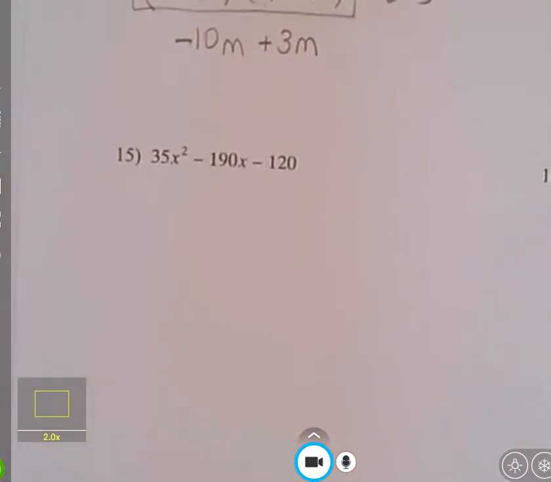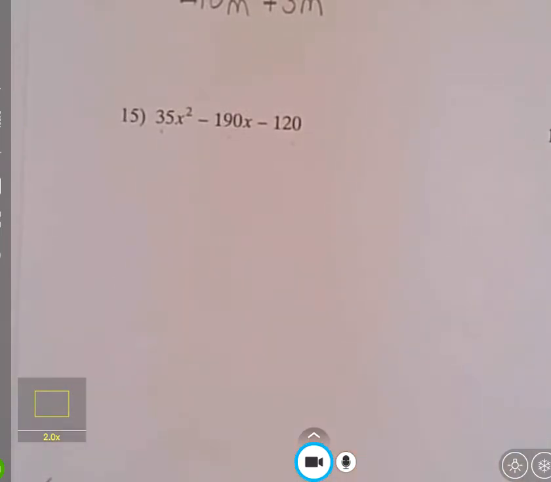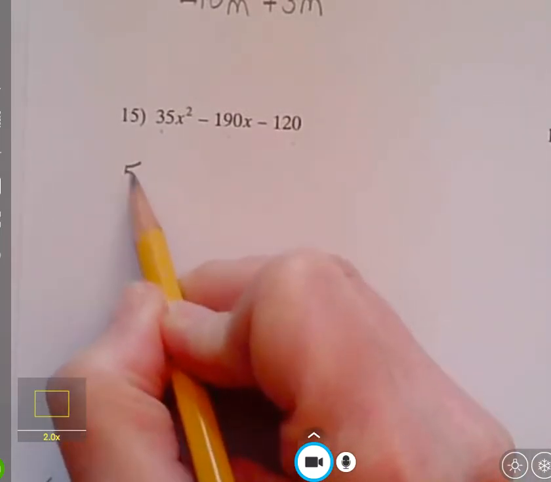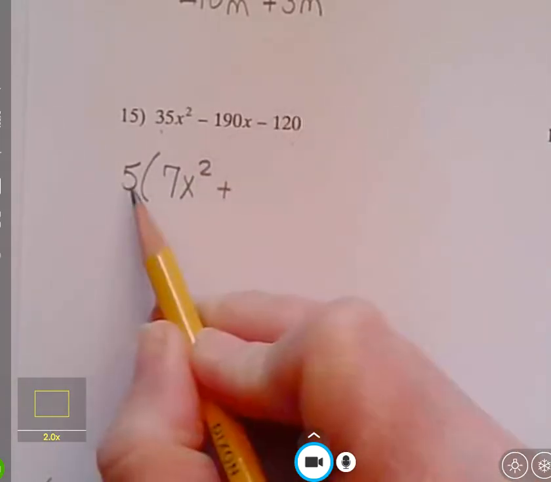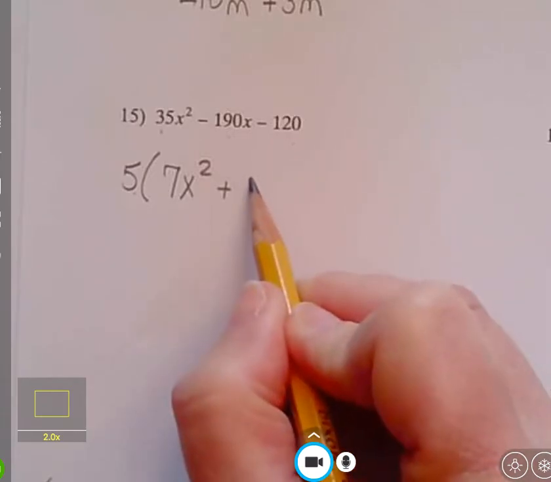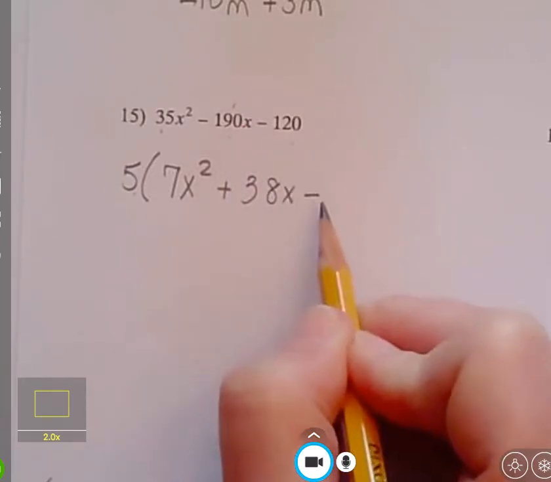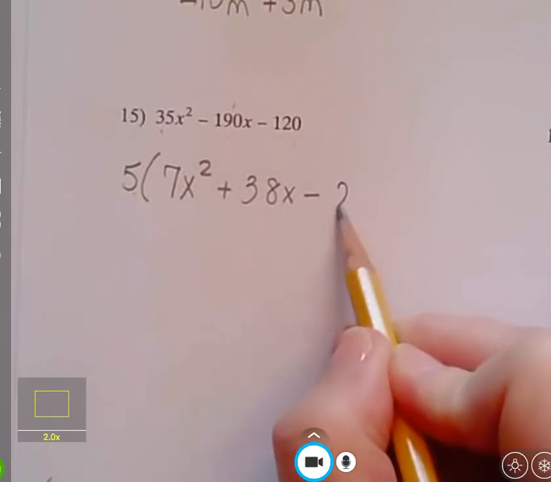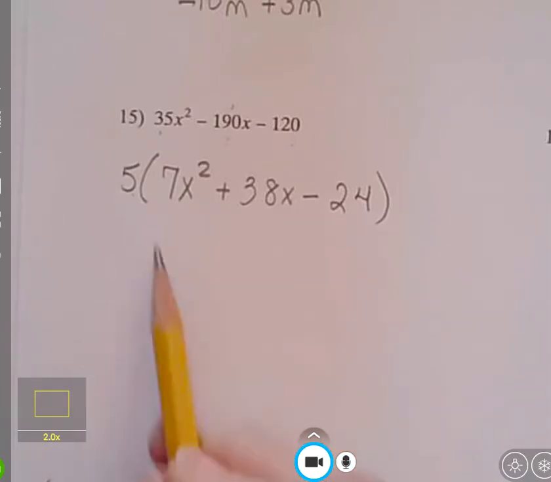One more, number 15. Look for something common. Yeah, looks like I can pull out a 5. Let's do it. 5, so that's 7x squared plus, pull out a 5, that's going to be 38x, minus, divide out of 5, 24, I think. Let's go for it. Yikes.